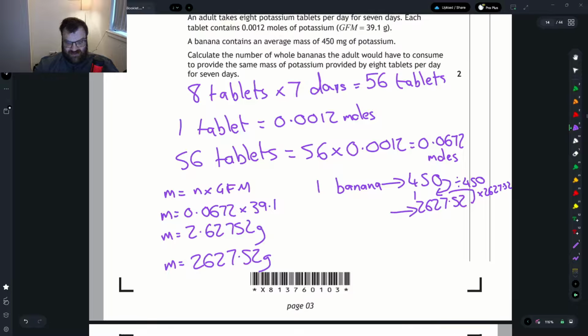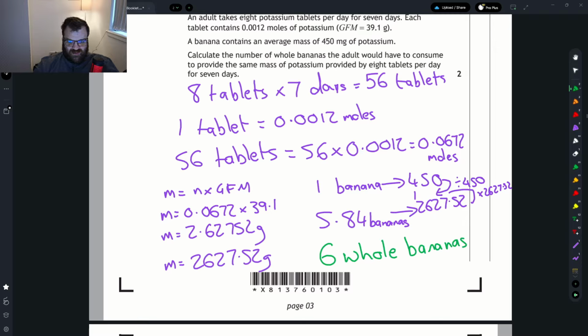Whatever you do to the right, you do to the left. So 1 banana divided by 450 times 2627.52 gives us 5.8 to 4 bananas. It's asking about whole numbers, so we would need to make sure we get enough potassium, we need to round that up. So there would be 6 whole bananas.